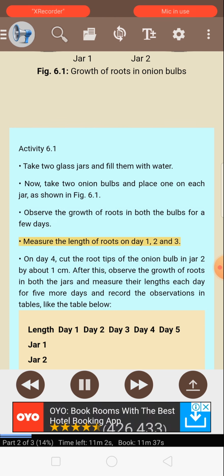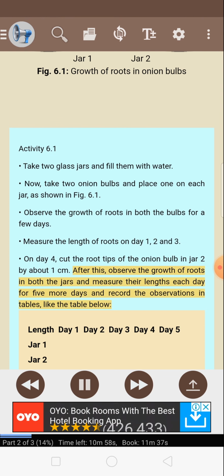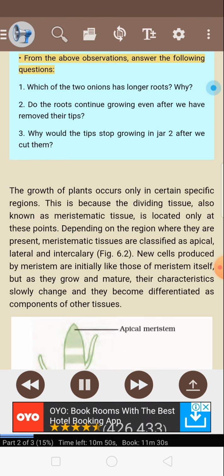Measure the length of roots on day 1, 2, and 3. On day 4, cut the root tips of the onion bulb in jar 2 by about 1 centimeter. After this, observe the growth of roots in both the jars and measure their lengths each day for 5 more days and record the observations in tables, like the table below. Length day 1, day 2, day 3, day 4, day 5. Jar 1. Jar 2.